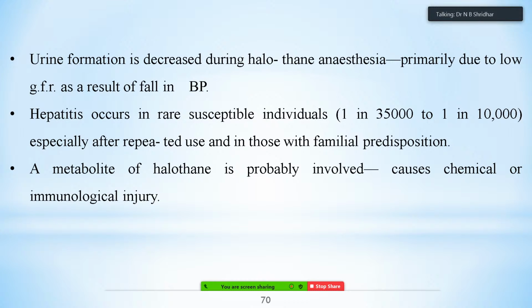Urine formation is decreased during halothane anesthesia. This is primarily due to a low glomerular filtration rate as a result of the fall in blood pressure. Also, hepatitis occurs in rare susceptible individuals, maybe 1 in 35,000 or 1 in 10,000. But it occurs only after repeated administration of this anesthetic agent, and those with a familial predisposition are also important. A metabolite of halothane is probably involved, which causes chemical or immunological injury.